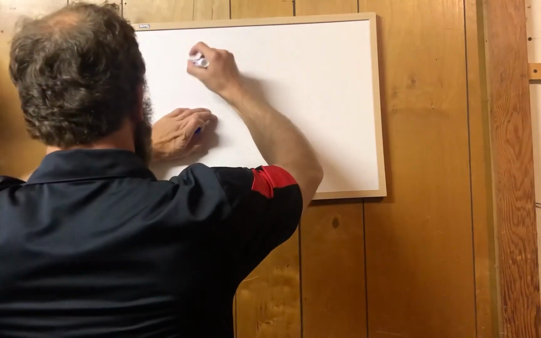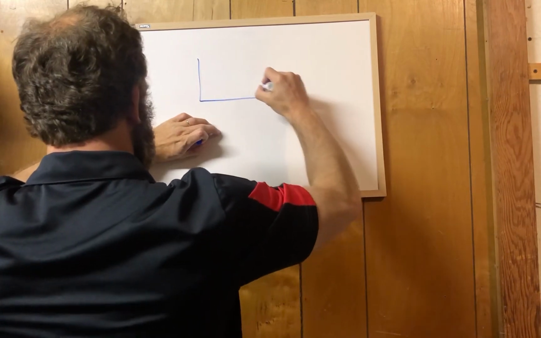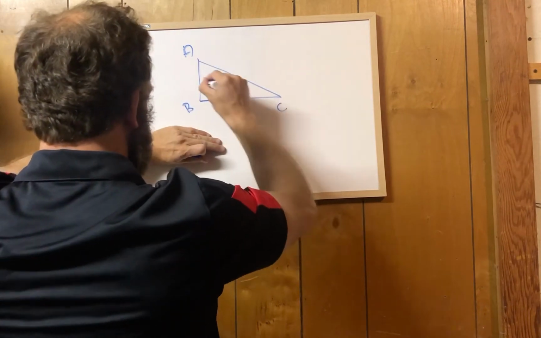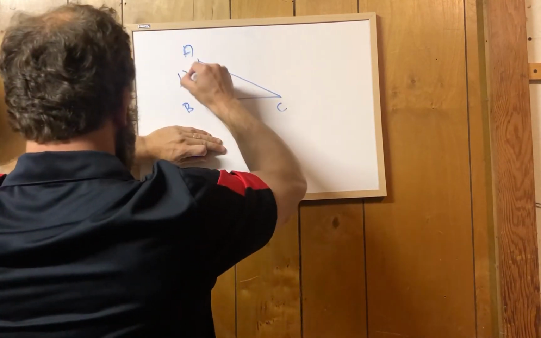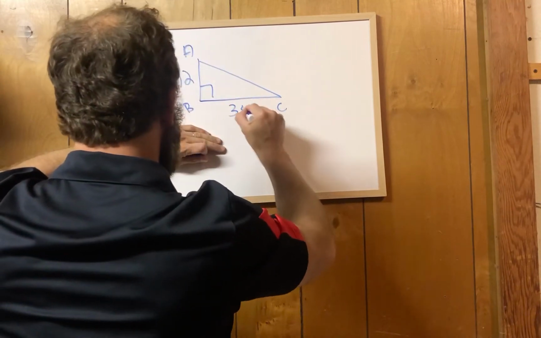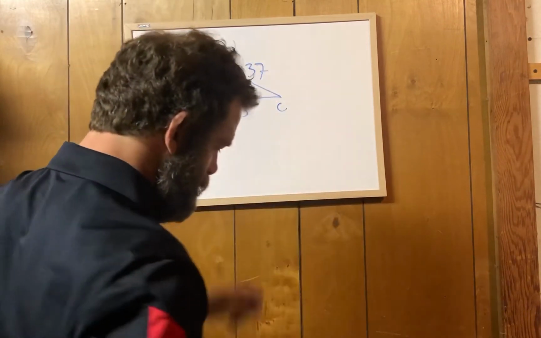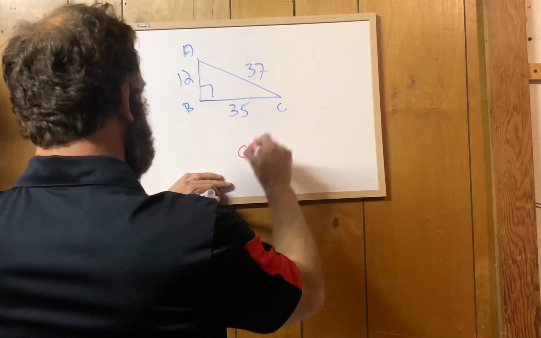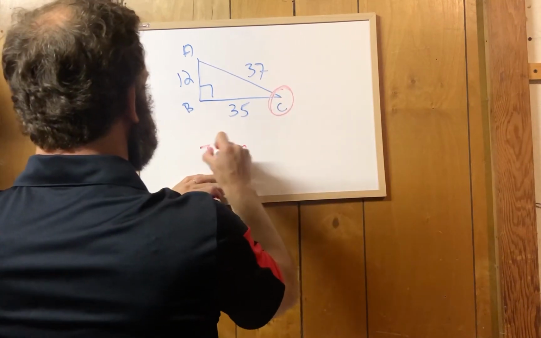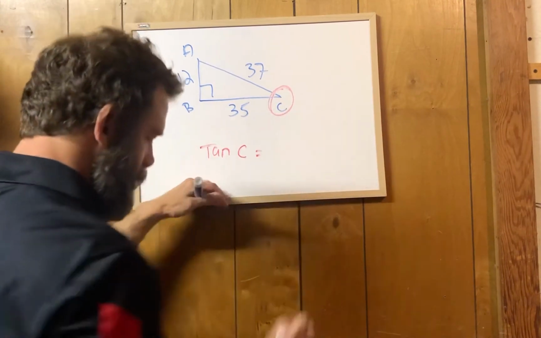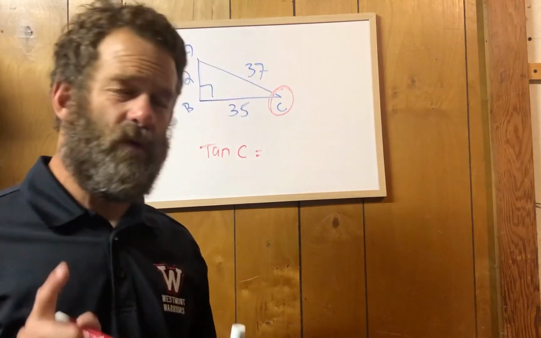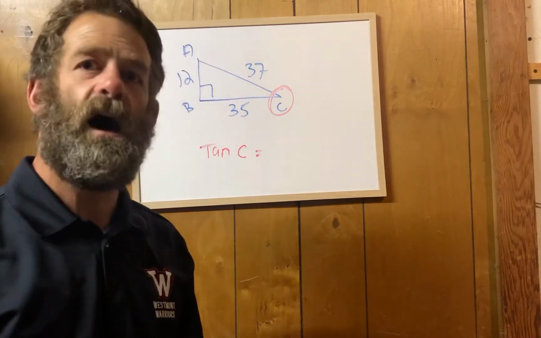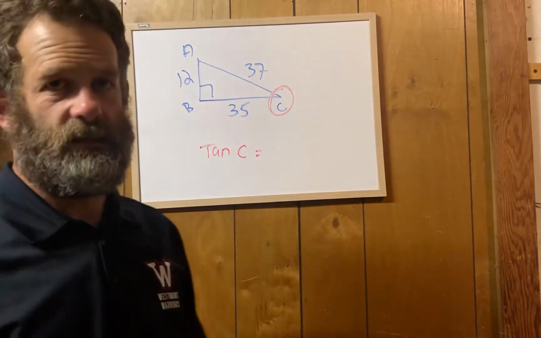So let's do this. Let's say A, B, C. And this side is 12. This side is 35. And this side is 37. And then the question is this. From angle C, which is this angle right here, what is the tangent of angle C? But what I want you to do is round it to the nearest, let's say, hundredth. Round this answer to the nearest hundredth.